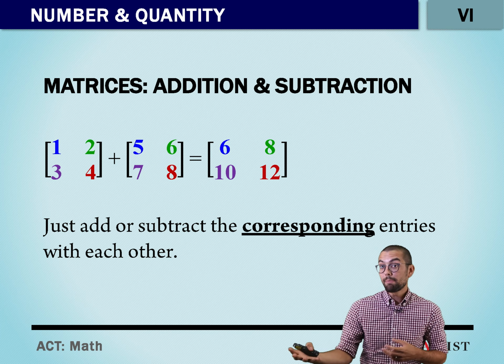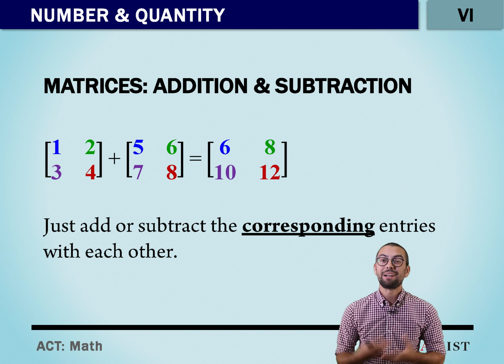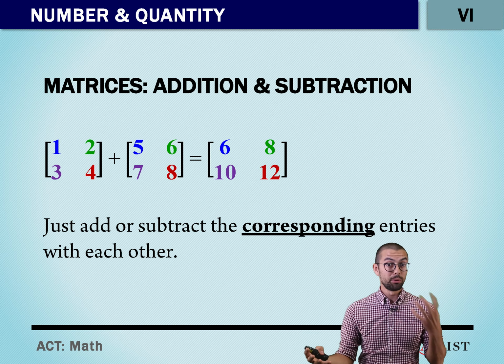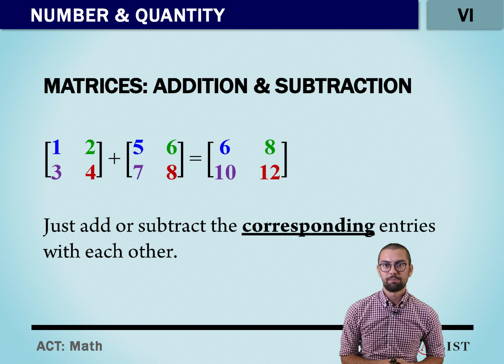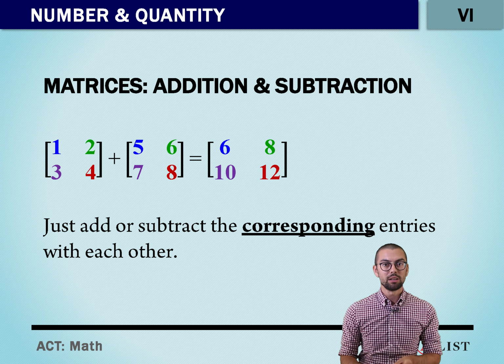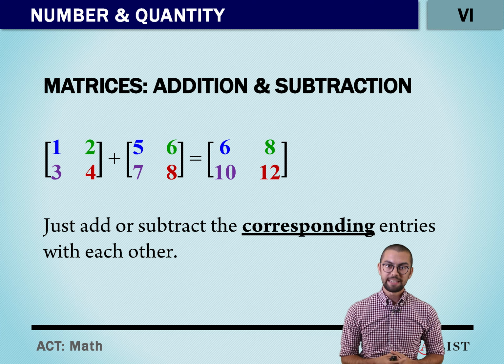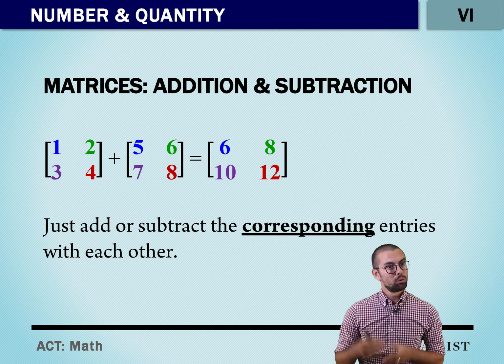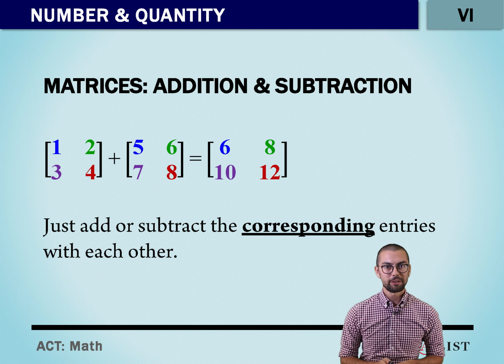Likewise, I could add a 3 by 3 to a 3 by 3, but I couldn't add a 3 by 3 to a 3 by 4. That wouldn't work out. We have to have the right number of rows and the right number of columns in order to be able to add them together. And again, the result will be the same size as whatever we started with.